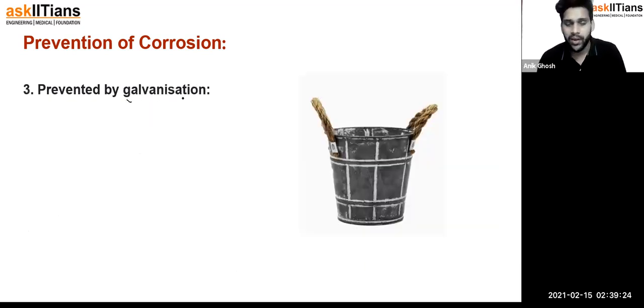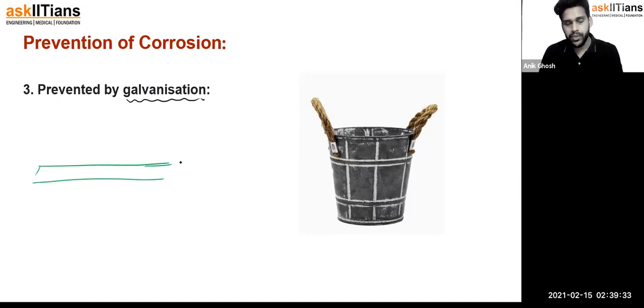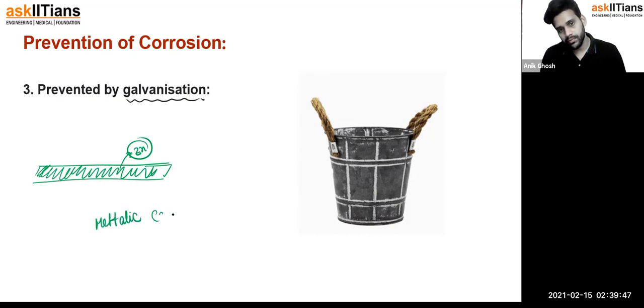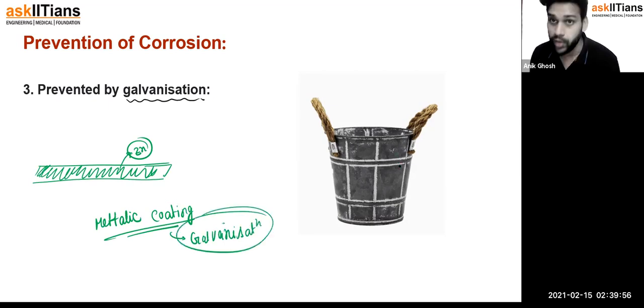Another process is galvanization. So what is galvanization? If you take an iron object and give it a coating of zinc, then this metallic coating is known as galvanization.